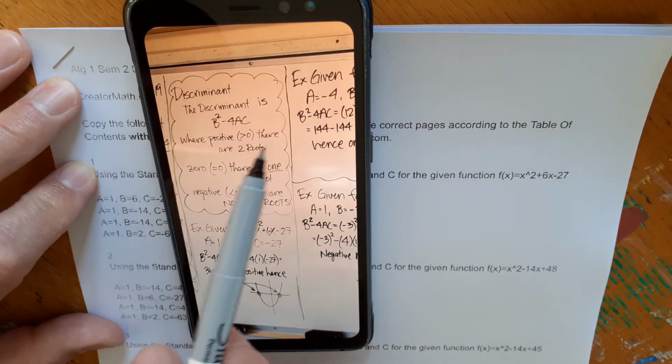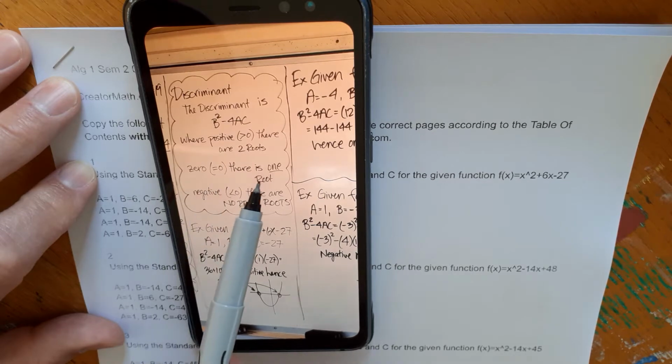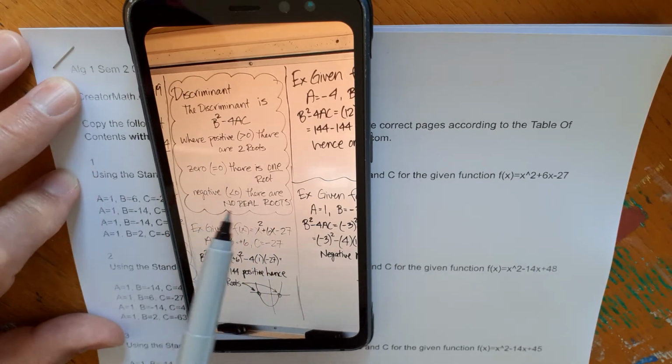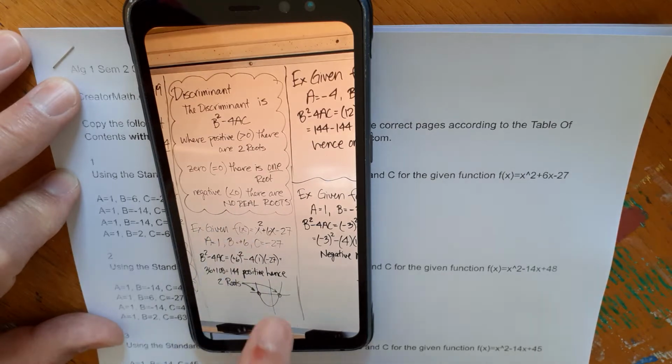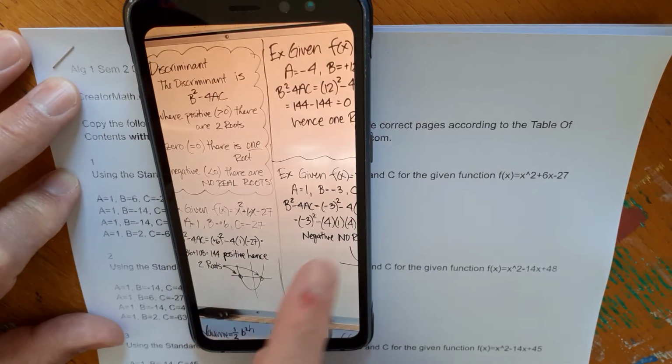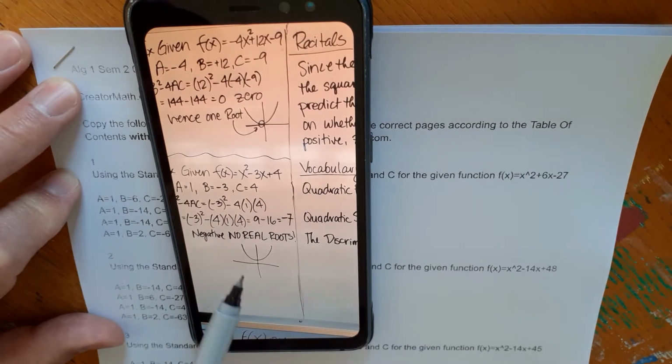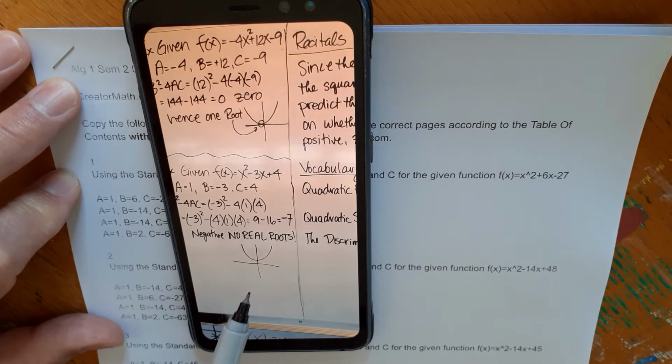If the discriminant's positive, there's 2 roots. If it's 0, there's 1 root. And if it is negative, there are no real roots, right? Less than 0 is negative. So here's an example of 2 roots. Here's an example of 1 root, and here's an example of no real roots. There's still a parabola there, but it's not intersecting with the x-axis. That's what less than 0.